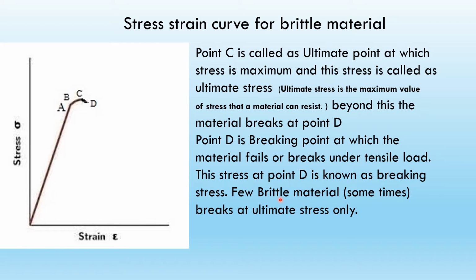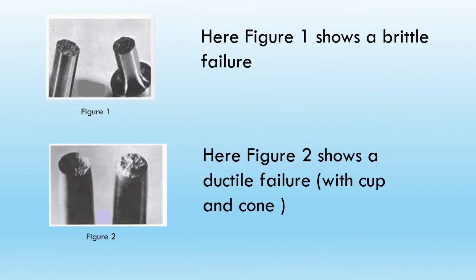But sometimes brittle material breaks at ultimate stress only, or it immediately breaks after the ultimate stress. This C to D distance is not much. Here is the figure. In this figure 1, the brittle failure is shown, how the brittle material fractures. And in this figure 2, you can see this is a cup and this is a cone formation, and that is a failure for ductile material.